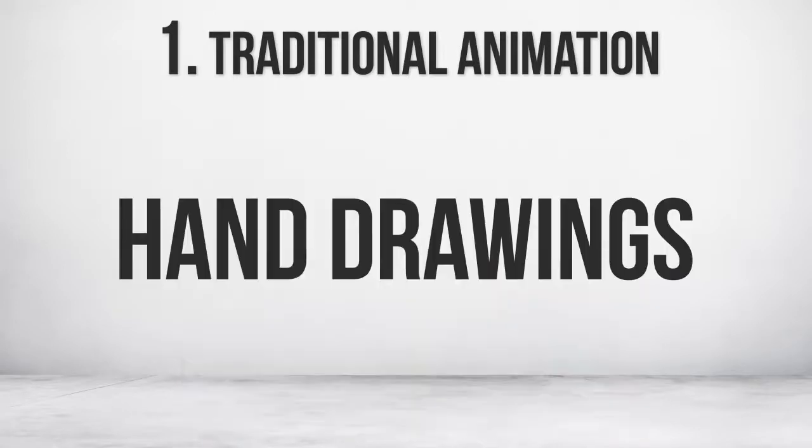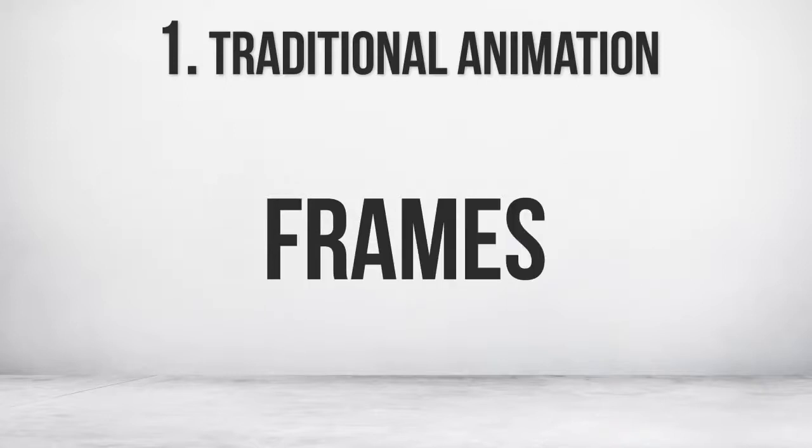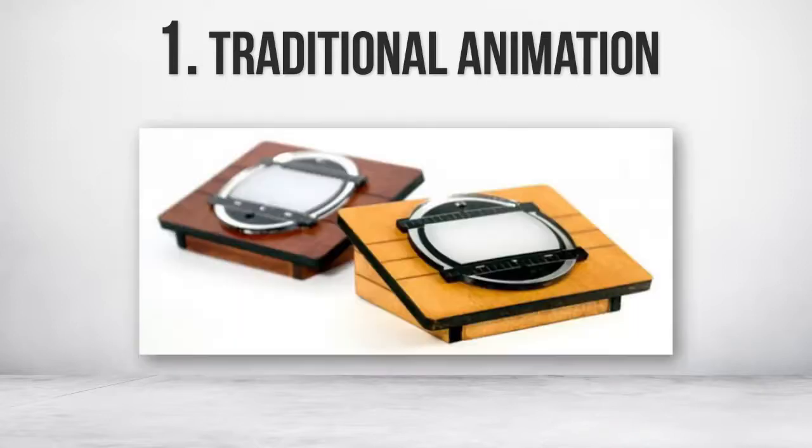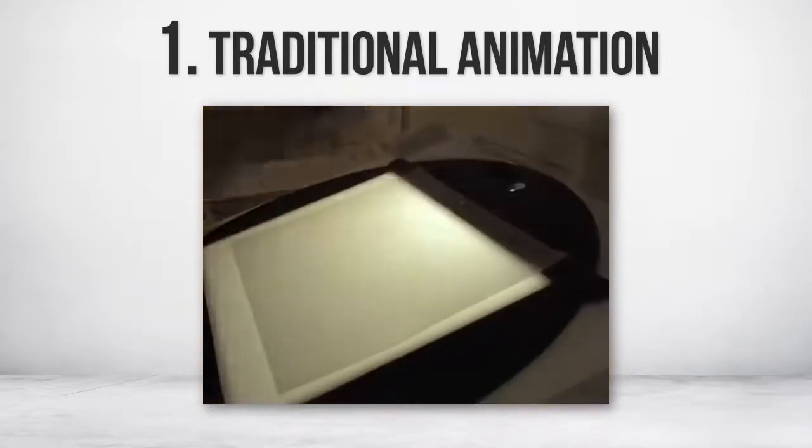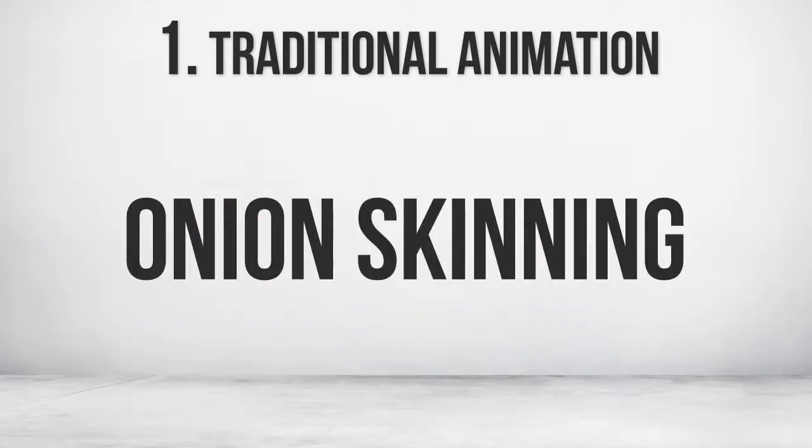Traditional animation consists of hand drawings called frames. In the past, the drawing occurred on a big light table, which is basically a drafting table with a big light panel in the middle of it, on which the animator drew the sequence. The light enabled the animator to see his previous drawings through the paper to get a better look at his animation. This is called onion skinning.